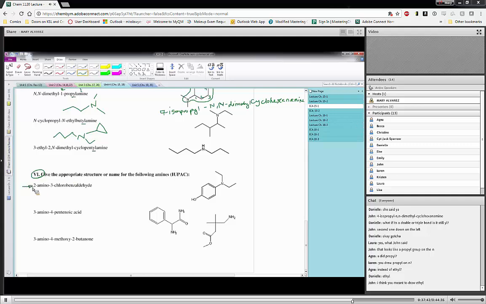For this one, parent is a benzaldehyde. So that's why you can't forget all the stuff you've already memorized. There's your benzaldehyde. 2 position, there's an amino group. 3 position, there's a chloro group. That's everything. So I can go back in and add my hydrogens. Does that make sense? It's the order I do it in. Again, I don't add the hydrogen atoms to the nitrogen atom until I'm sure I know how many it needs to give it 3 bonds.